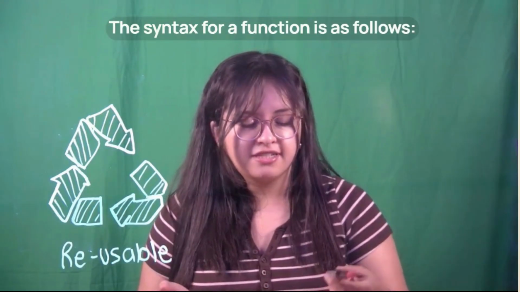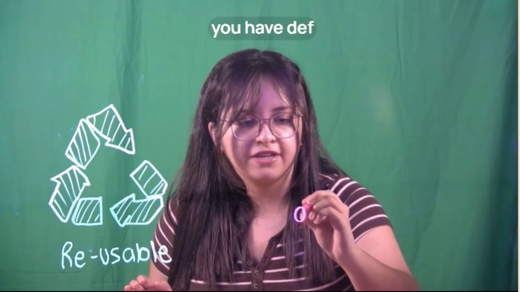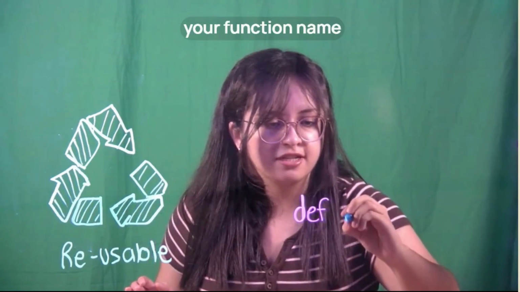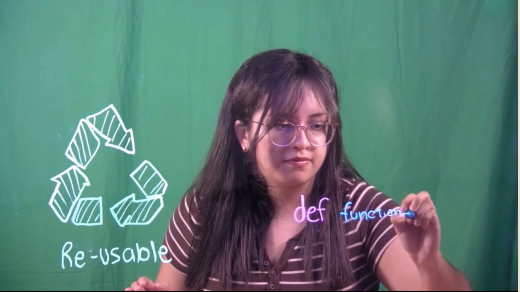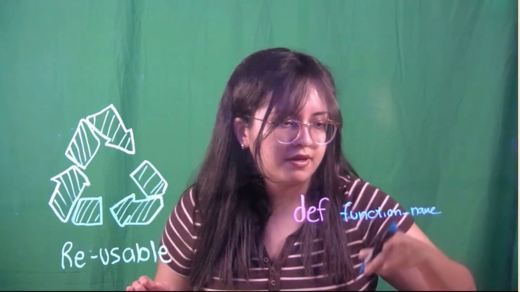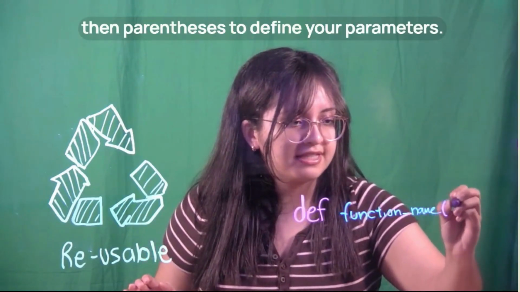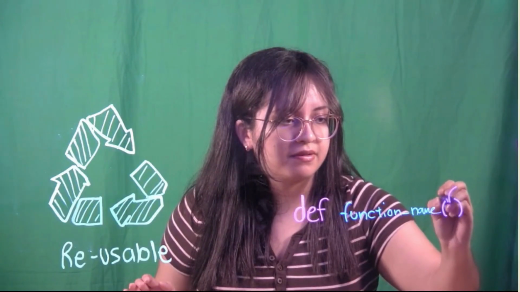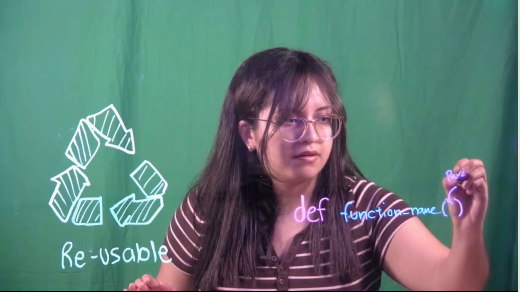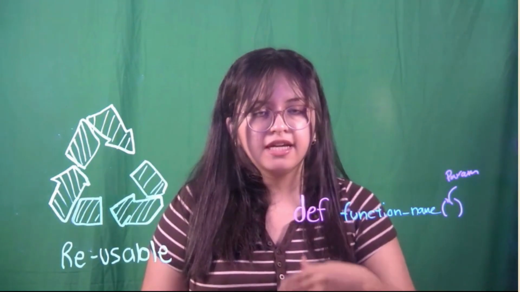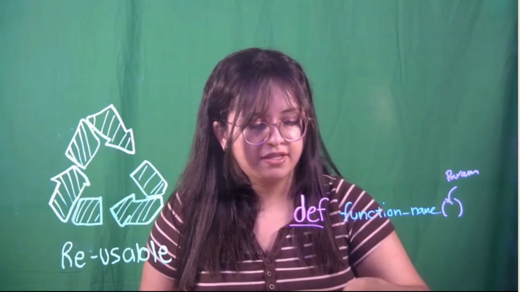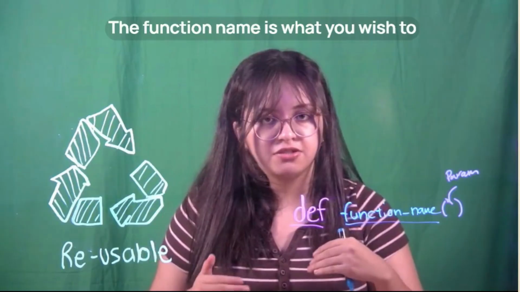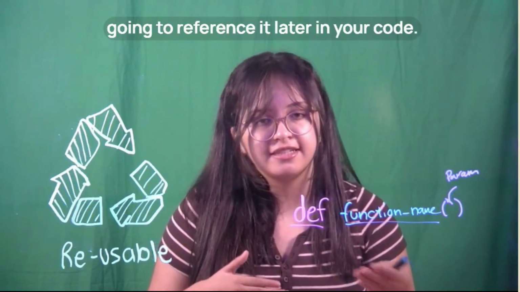The syntax for a function is as follows. You have def, your function name, then parentheses to define your parameters. Def essentially tells Python, hey, I'm about to define a function. The function name is what you wish to call upon your function whenever you're going to reference it later in your code.